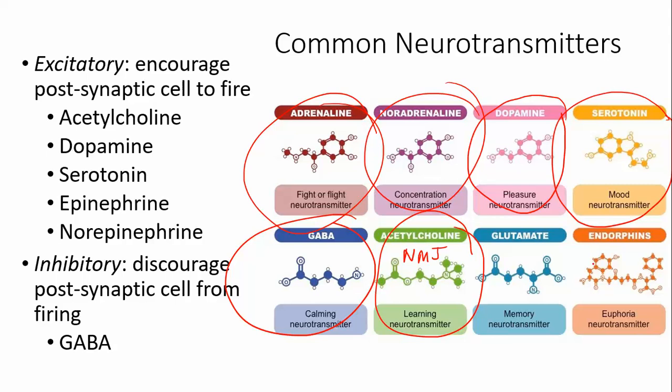Glutamate is involved in memory. It's also a very common neurotransmitter throughout the nervous system. And endorphins are involved with feelings of great pleasure, happiness, etc. That's why they're called the euphoria neurotransmitter here. Like I said, this isn't a complete list. If you ever decide to go into neuroscience, there are a ton more neurotransmitters to learn about, and they have all these different activities, which are really interesting.